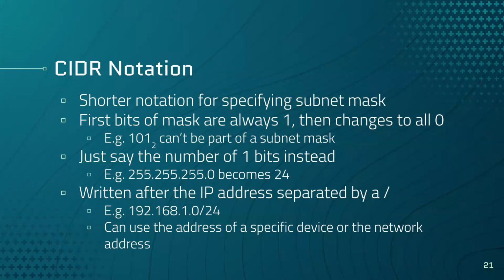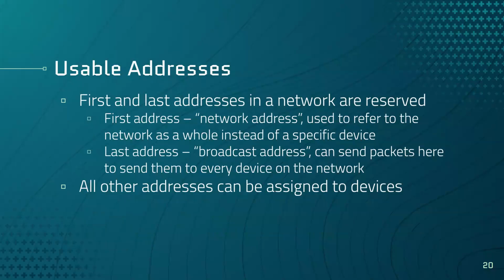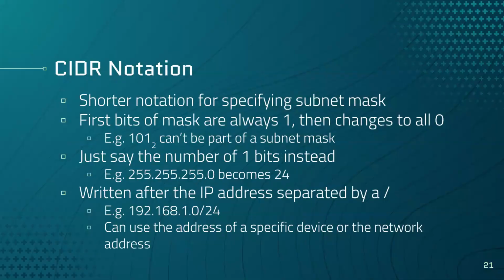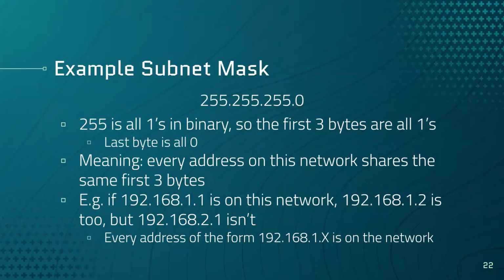What is the subnet mask used for? It's just used for saying which computers are on a network. Anything that's a 1 in the subnet mask means every computer on this network shares that bit in their IP address, so it'll be the same. Anything that's a 0 could be different depending on which computer in the network you're looking at. There's an example on the next slide of how you would interpret this. 255 is all ones in binary. So the first 3 bytes are all ones, and the last byte is all zeros. That's 24 ones and then 8 zeros.